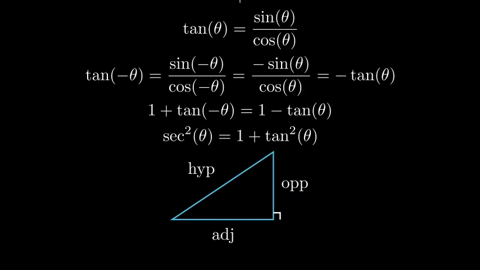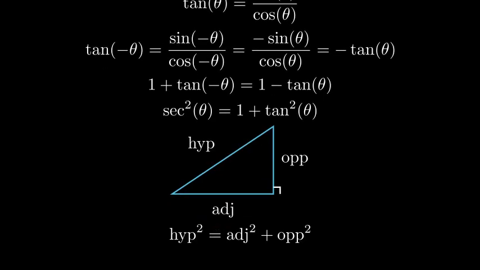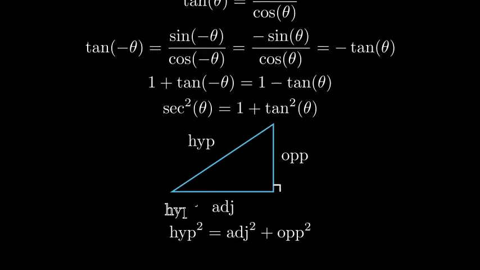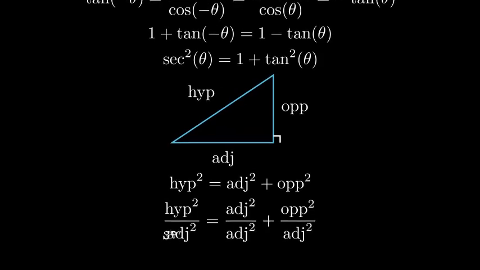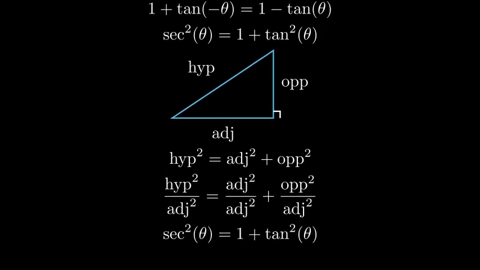In a right triangle, secant theta is the hypotenuse divided by the adjacent side. By the Pythagorean theorem, we know that the square of the hypotenuse equals the sum of squares of the other two sides. When we divide everything by the square of the adjacent side, we get secant squared equals 1 plus tangent squared. Now we can complete our proof.